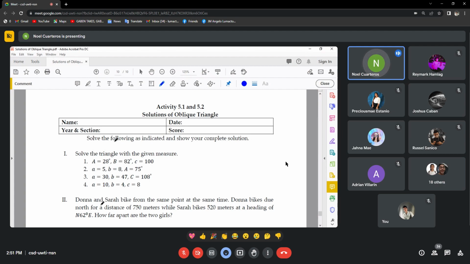If classes proceed and the intramurals go ahead next week, we will be conducting our semi-final exam on the last week of May. Take note, last week of May, we will conduct the semi-final exam. Okay, sir.